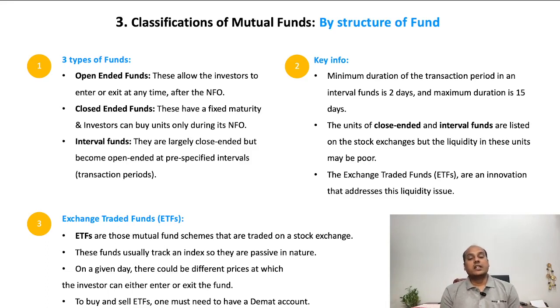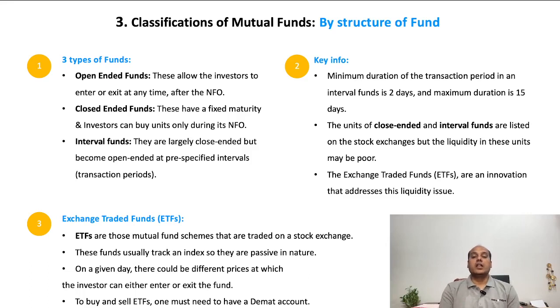Next is minimum duration of interval funds transaction period is 2 days and maximum is 15 days. Both closed-ended and interval funds are listed on the exchange, but liquidity could be a concern because not all the time these funds can be liquidated because there are no buyers in the market.